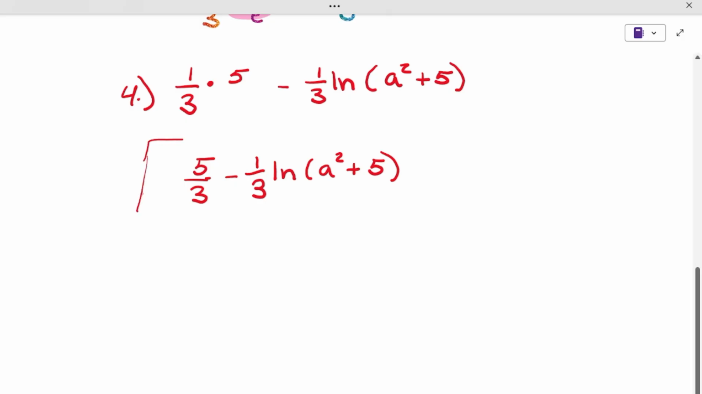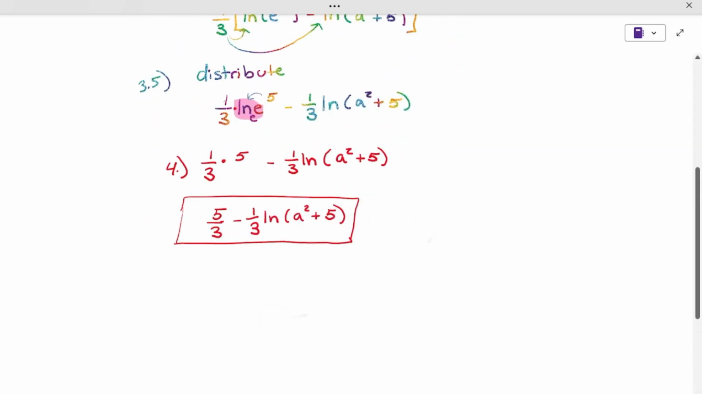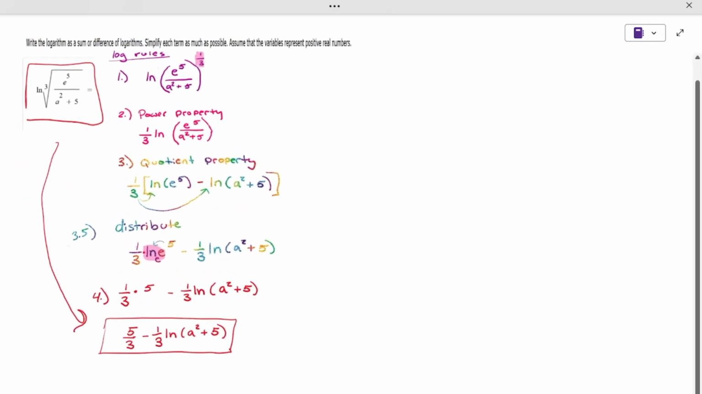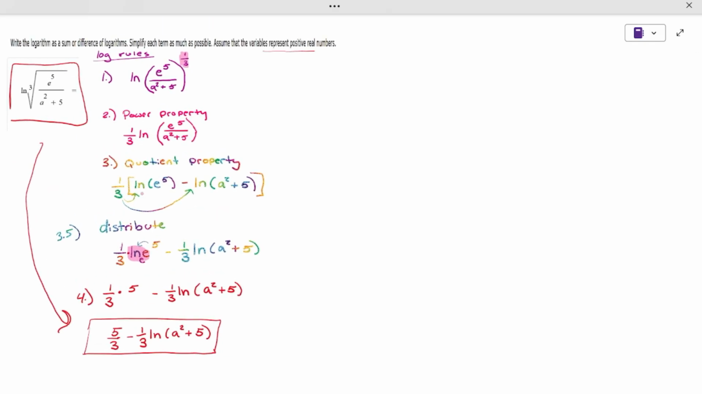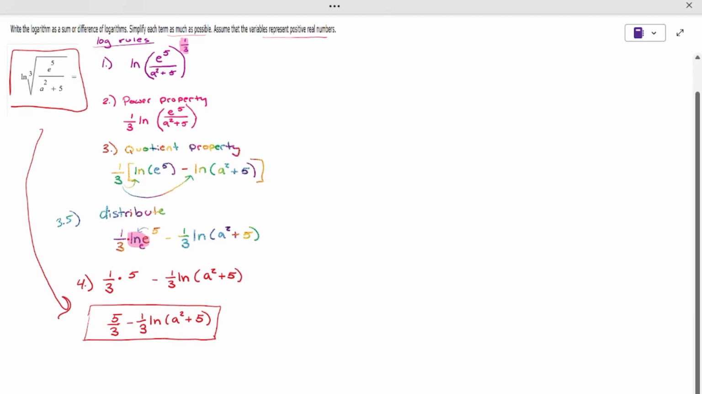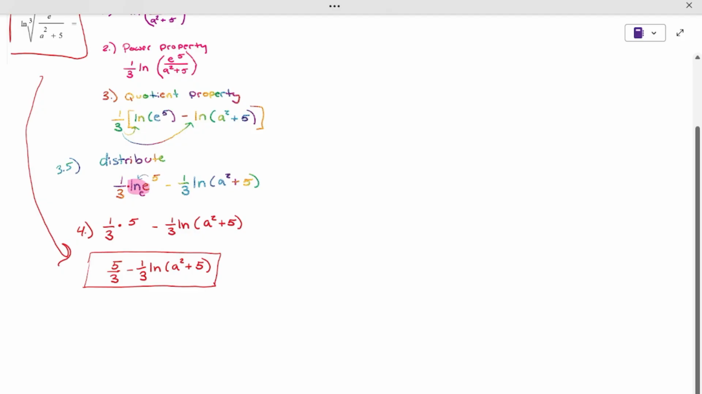And this is our solution, or our answer. This is the most simplified version of this. It represents positive real numbers, and we simplified each term, check, and we wrote the logarithm as a difference in this case.